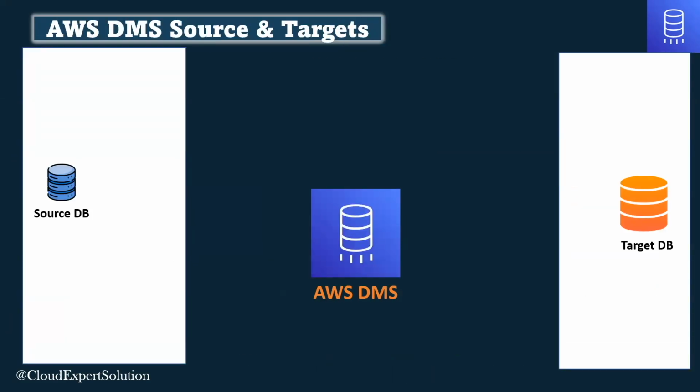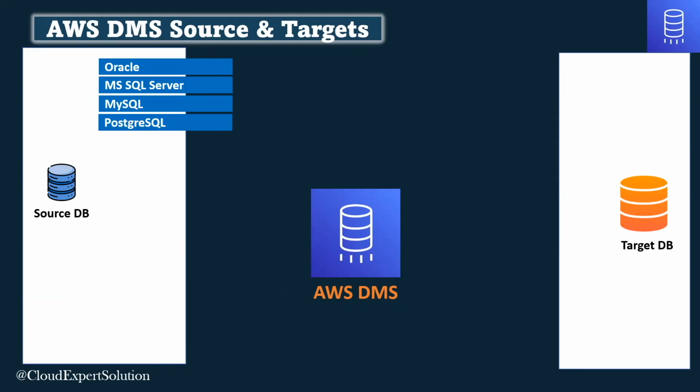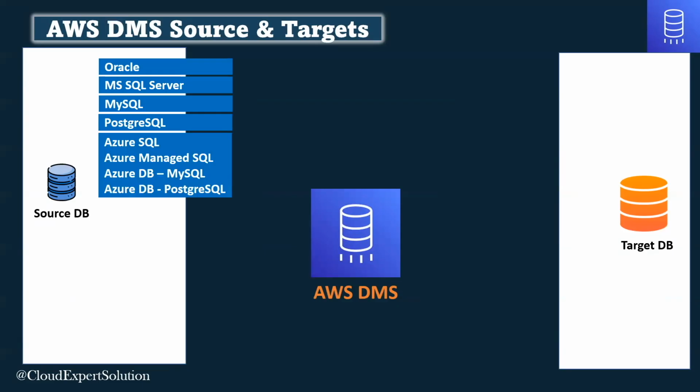On the left hand side, we have our source database, and in terms of source, it could be Oracle, it could be Microsoft SQL Server, it could be MySQL, PostgreSQL. When we are talking about Oracle, SQL Server, MySQL, PostgreSQL, these databases can be in your on-premise VM, with any other cloud provider, or on an AWS EC2 instance also. On the other hand, if you have some databases with Azure Cloud, it could be Azure SQL, Azure Managed SQL, or Azure Database for MySQL or PostgreSQL. DMS will support those also as a source database.